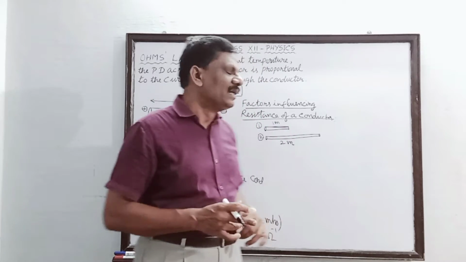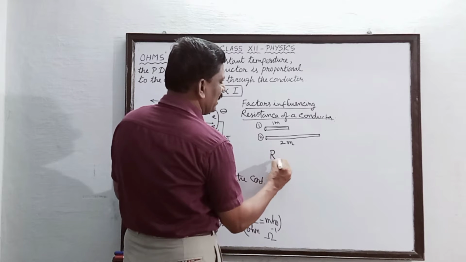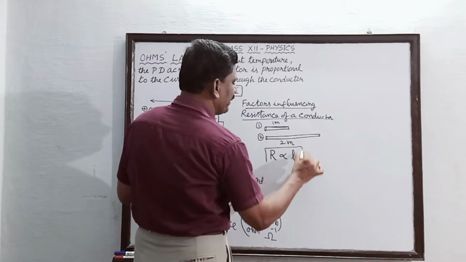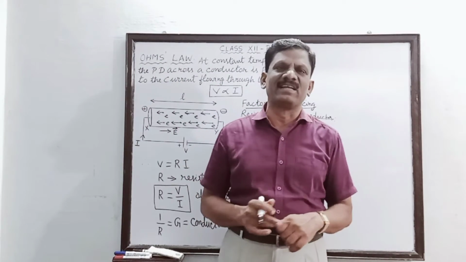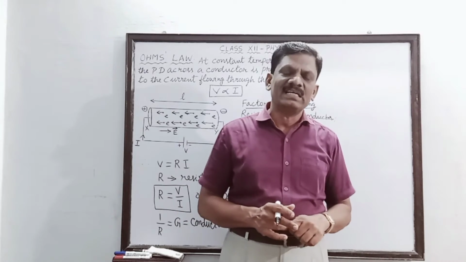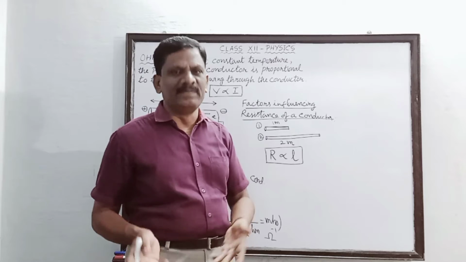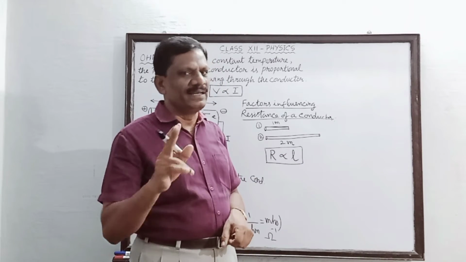In a simple context now, I can say that the resistance of a conductor R is directly proportional to the length. So this is a very important factor. So what is the first factor on which the electrical resistance of a conductor depends? It is the length of the conductor. And how does it depend? The resistance is directly proportional to the length.